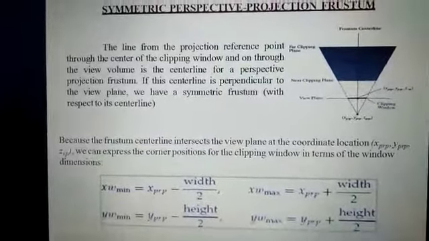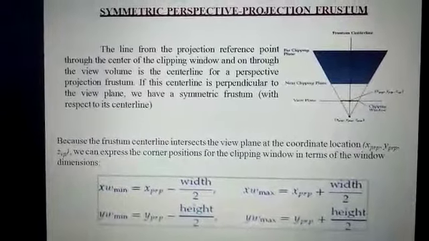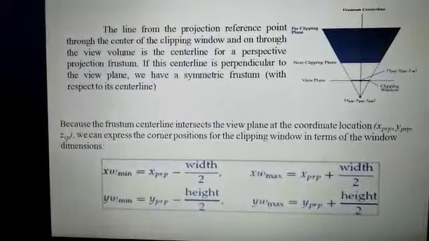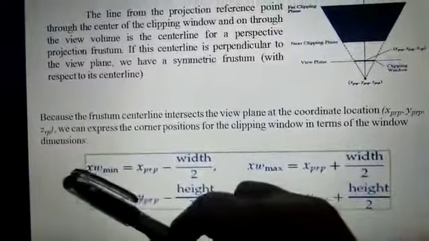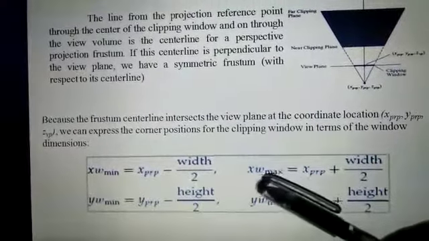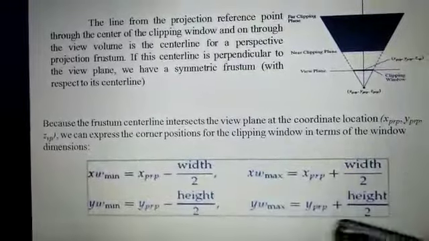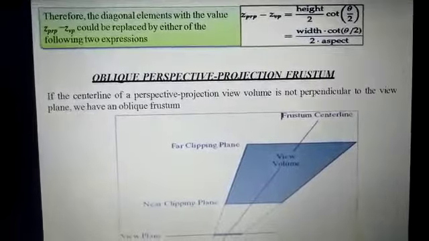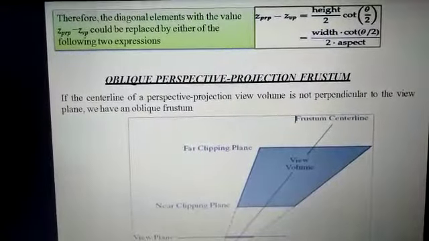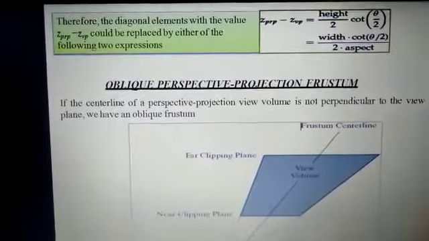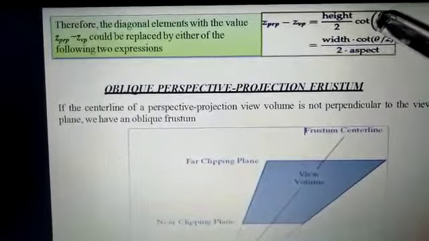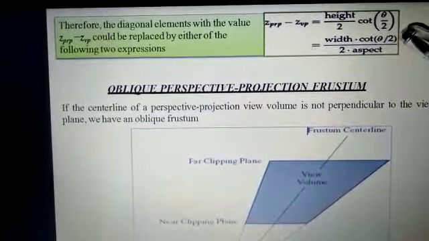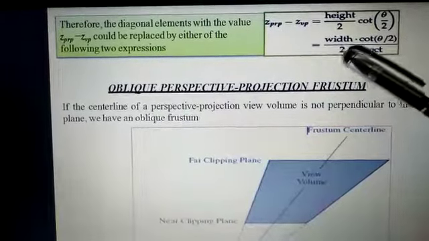The line intersects the view plane at the coordinate location xprp, yprp, and zvp. We can express the corner positions of the clipping window with respect to xwmin, ywmin, xwmax, ywmax with respect to these formulas. Therefore, the diagonal elements with the value zprp minus zvp could be replaced by either of the following two expressions. One is this, height times cot of theta divided by 2, or width times cot of theta divided by 2 divided by the aspect ratio.